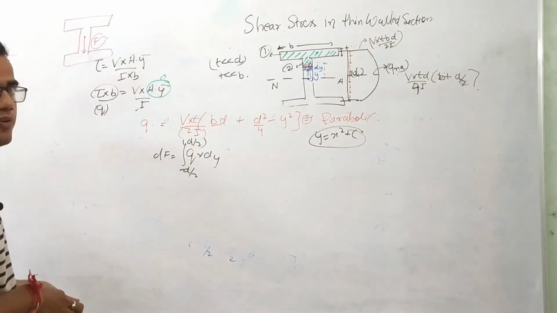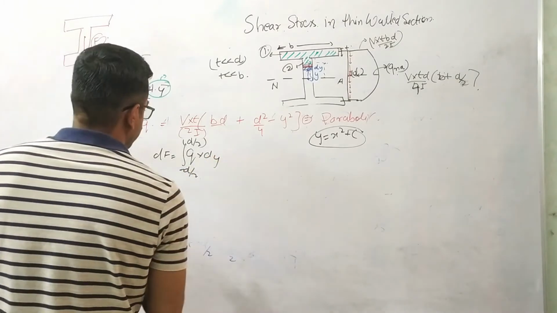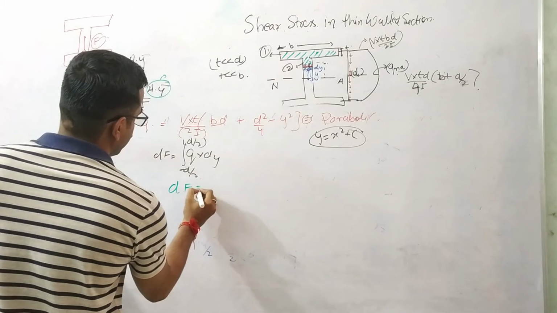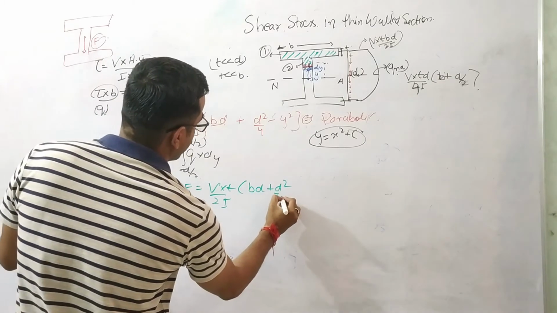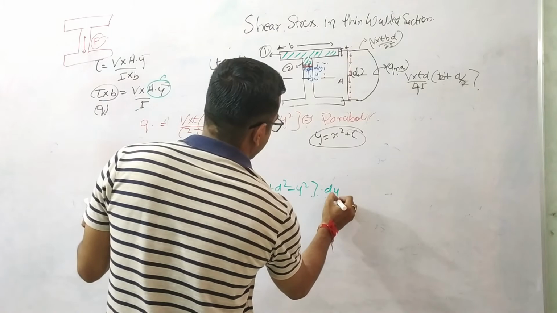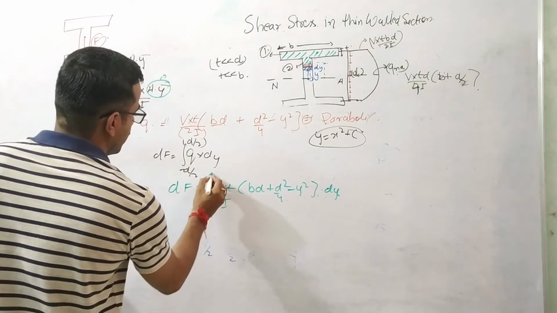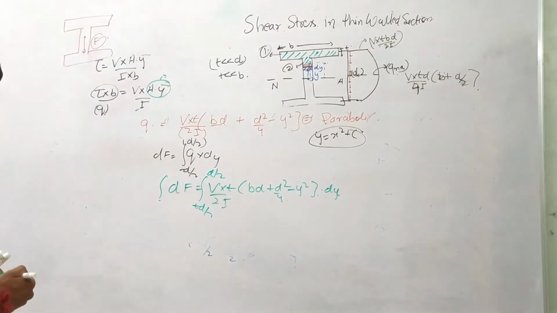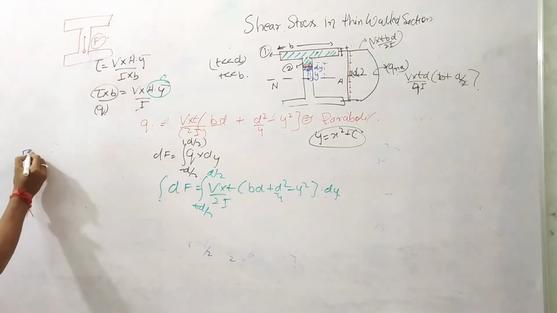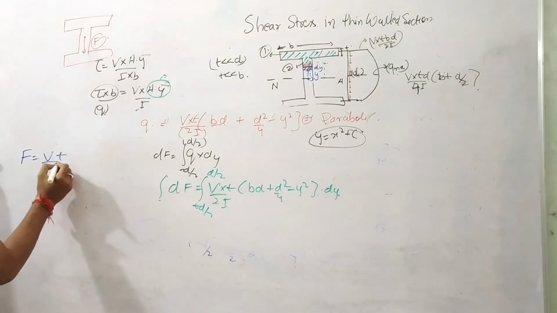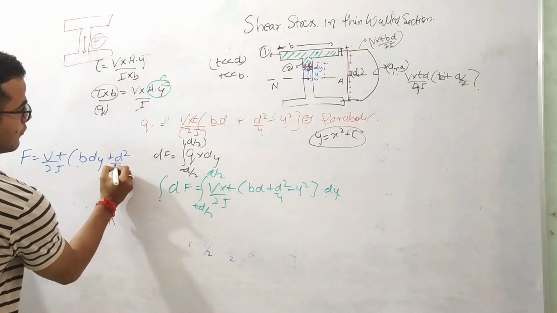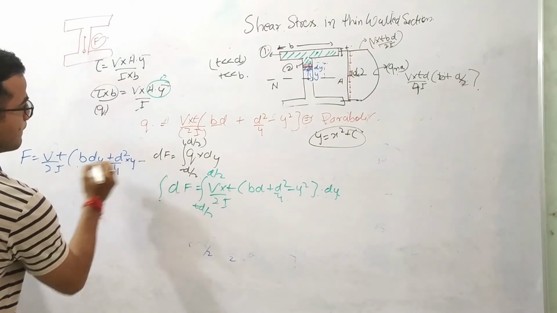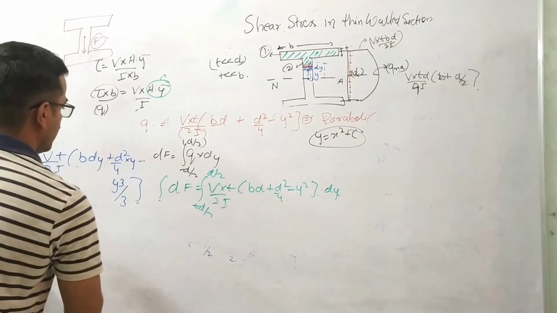This is a thin wall section, therefore we are taking the mean dimension. So dF is nothing but V into t over 2I into bd plus d square over 4 minus y square into dy. So the limits are from minus d by 2 to d by 2. If I integrate this, it will be nothing but F equals V t over 2I into b d y plus d square by 4 into y minus y cube by 3.